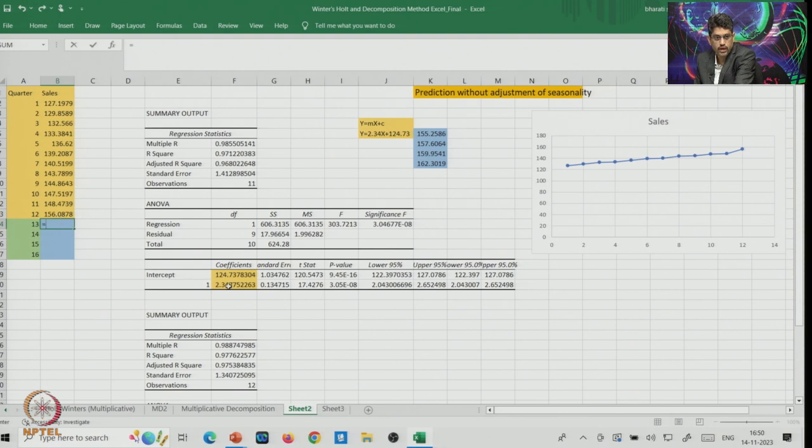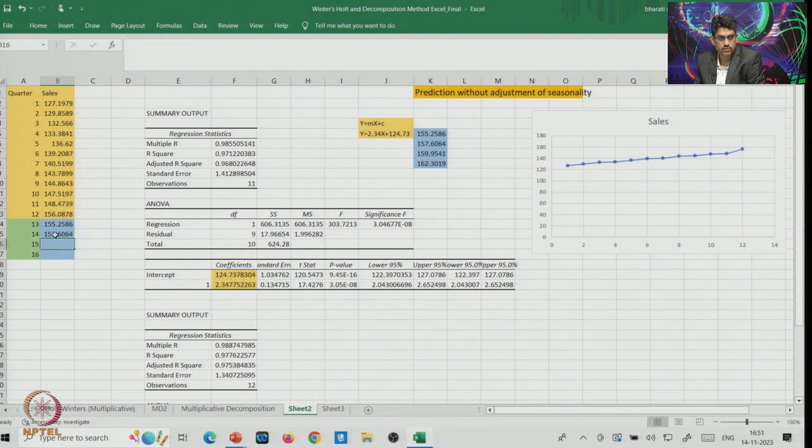Equals m, this is m. Look at the formula here: m into x. What is the x? The representative is 13, right? For next year, on the trend line you are making the forecast. Y equals mx plus c. C is how much? The intercept, 124. You got 155. Similarly, for the second period, the 14th period, you will get m times x, where x is 14, plus c. C is the intercept. So this way you will get the trend line forecast.